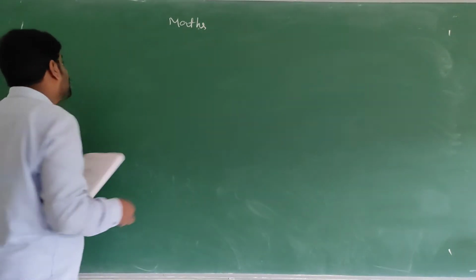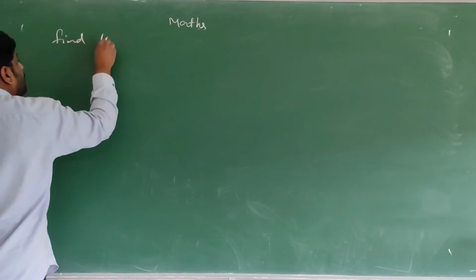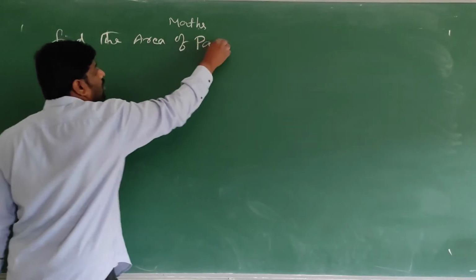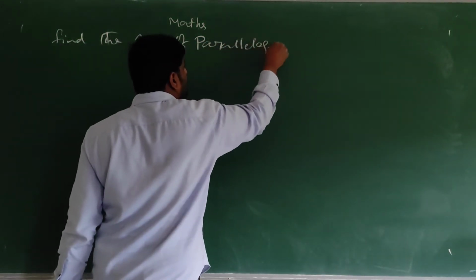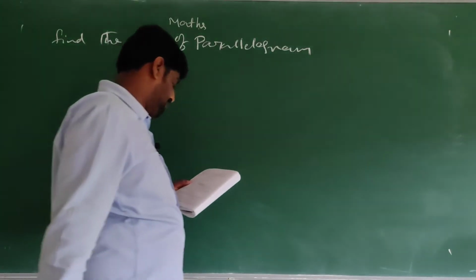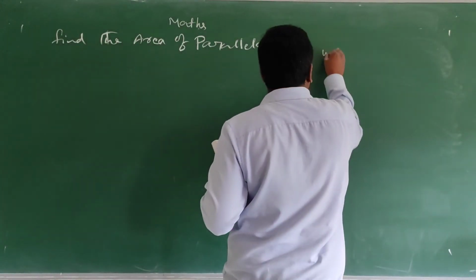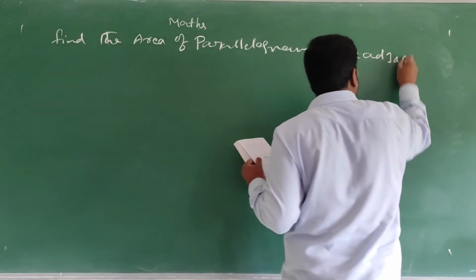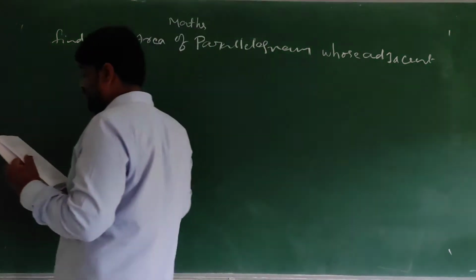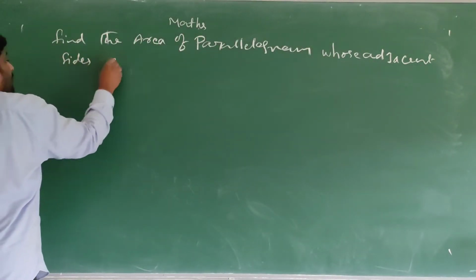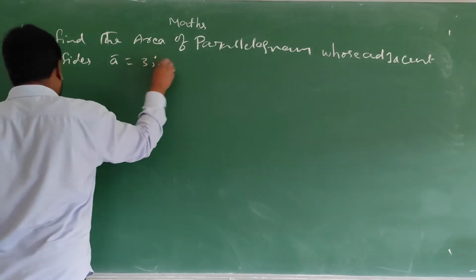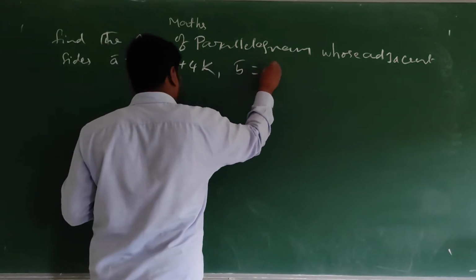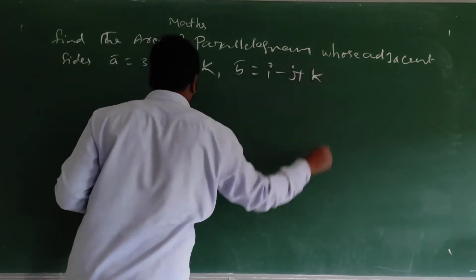Next problem: find the area of a parallelogram whose adjacent sides are A bar equal to 3i cap plus j cap plus 4k cap and B bar equal to i cap minus j cap plus k cap.